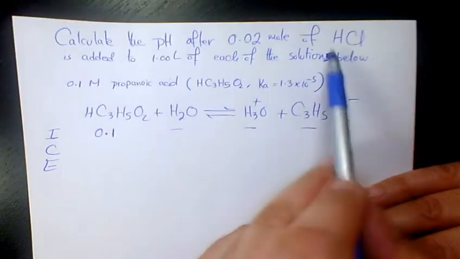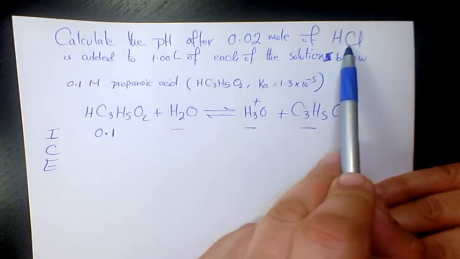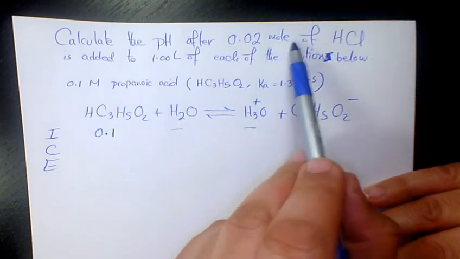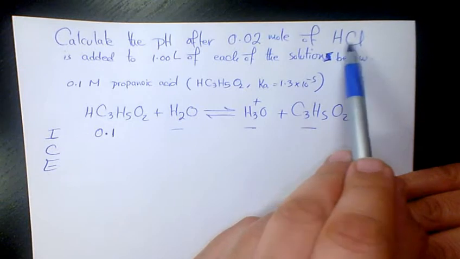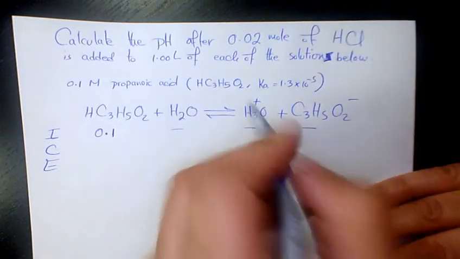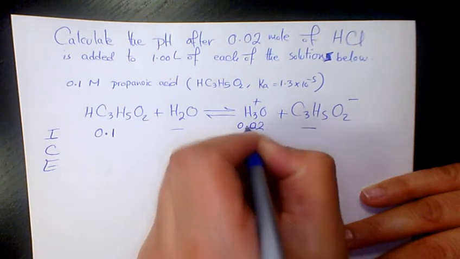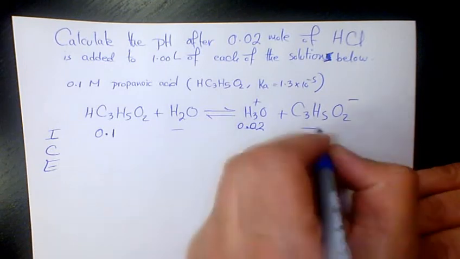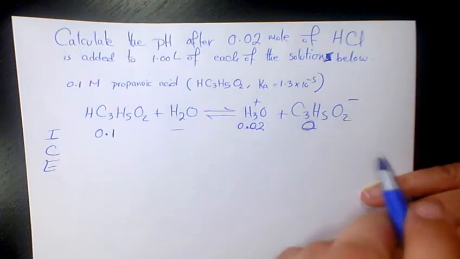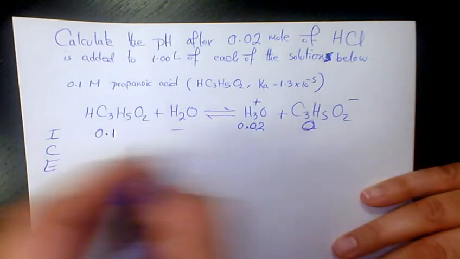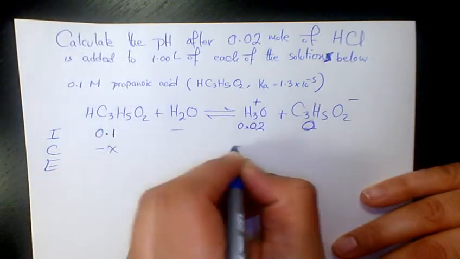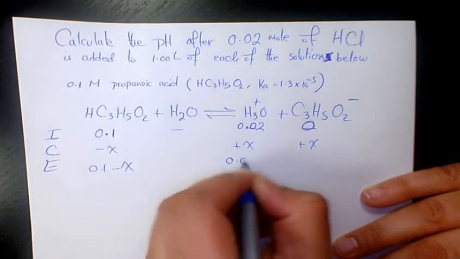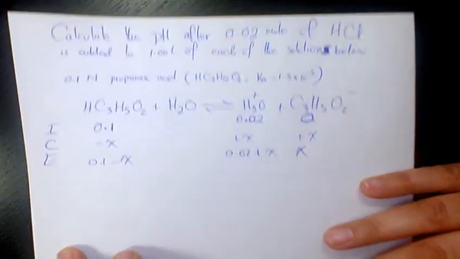But since we are adding strong acid, 0.02 mole per liter, it means that this one is going to dissociate completely, and the concentration of proton right in the beginning is going to be 0.02. So we have 0.1 here and 0.02 here, plus 0. Initially we have nothing in here for the conjugate base. Then change is going to be negative x, plus x, plus x. That will be 0.1 minus x, 0.02 plus x, and plus x.